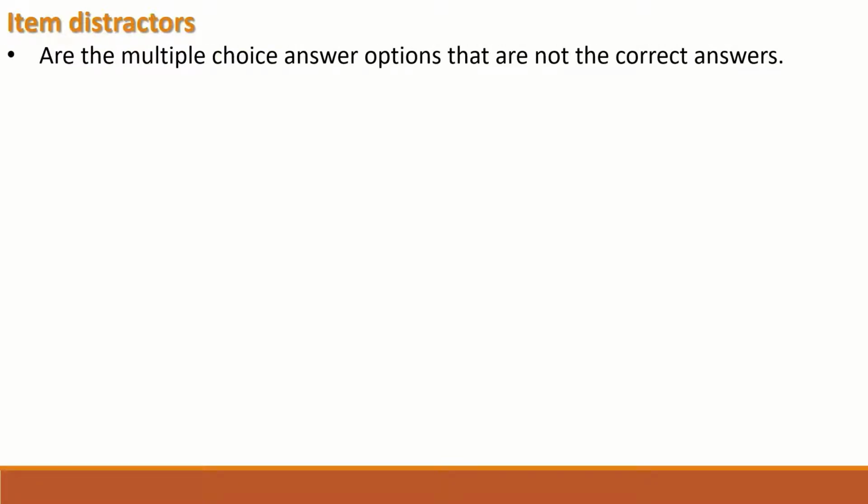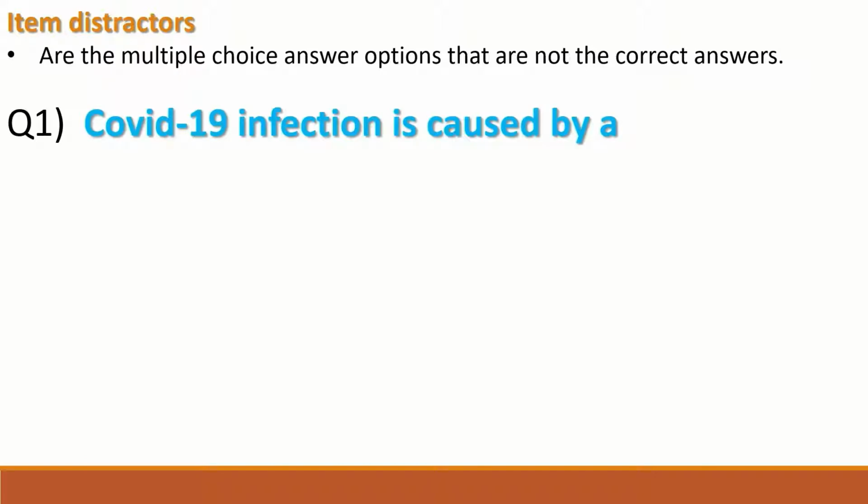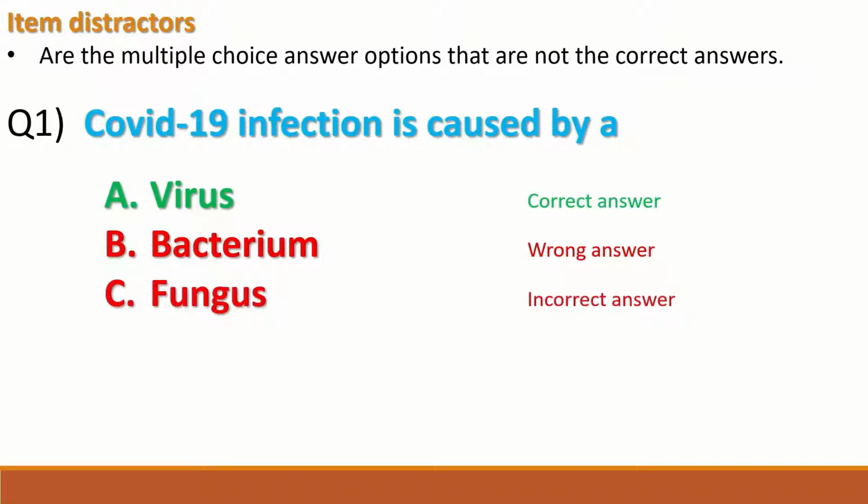Item distractors are the multiple choice answer options that are not the correct answers. This is an example of a multiple choice question. Question 1: COVID-19 infection is caused by, and there are 4 possible answer options: A, B, C, D. A is the correct answer and B, C, and D are the incorrect answers.